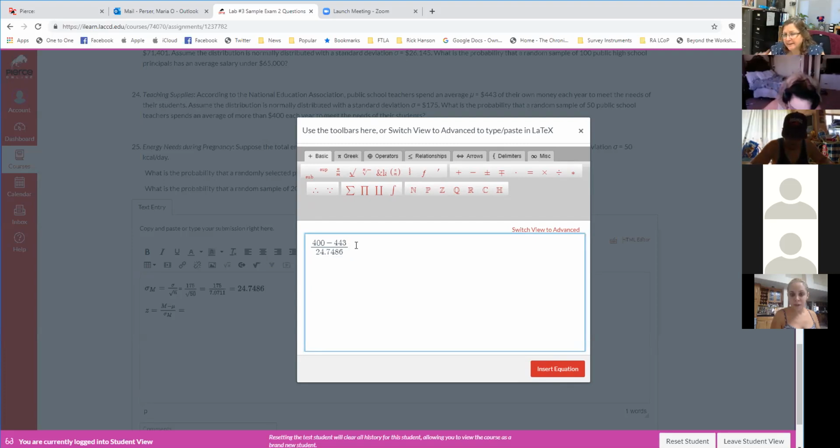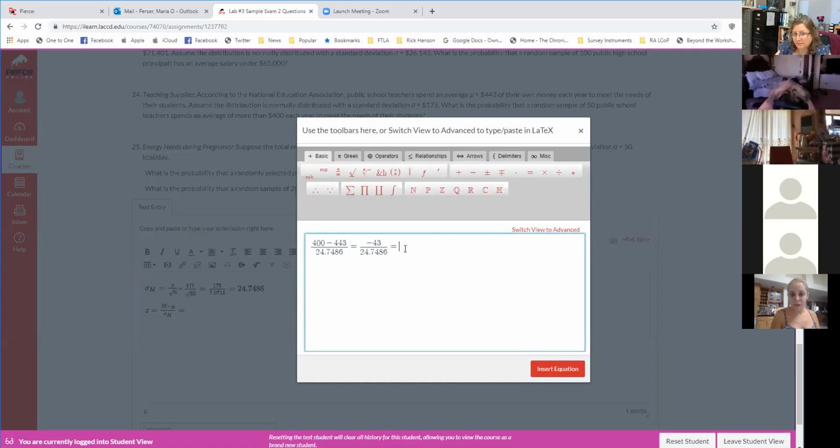The reason I want you to stop and think about that is because as you're working through problems, if you're coming up and you're going, wait a minute, why do I have a positive number here? That's a quick check, right? It's a quick way for you to double check your work and make sure that you're doing it correctly. Okay? So this is going to be negative, which is negative 43, right? Divided by 24.7486.